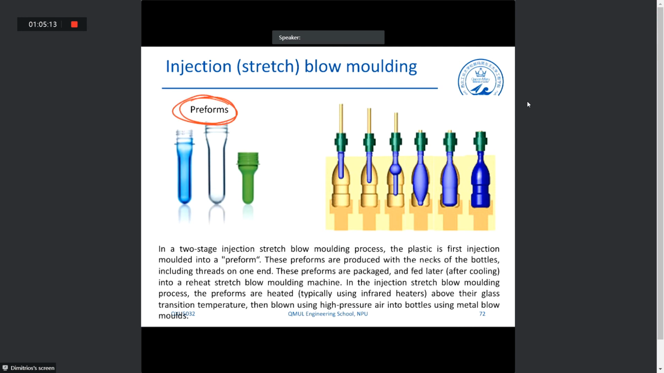Here we blow air in order to make them take the shape of the mold. This yellow part is the mold. As you realize, the most important part here is to have these preforms made by injection molding. We will see how injection molding takes place in a bit. So it's very similar to the previous process. Yes, and this is about injection blow molding.